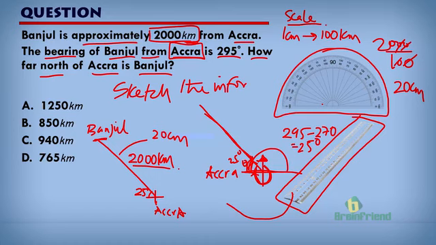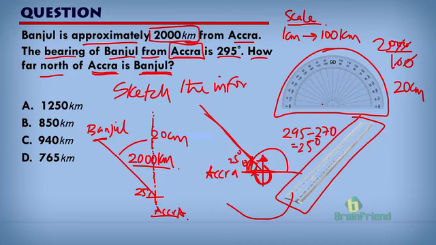Now, the next question given to us is, how far north of Accra is Banjul? How far north of Accra is Banjul? North of Accra, if this is our Accra, the north of Accra will be our line there. Draw a line upwards, okay? That is the north of Accra.